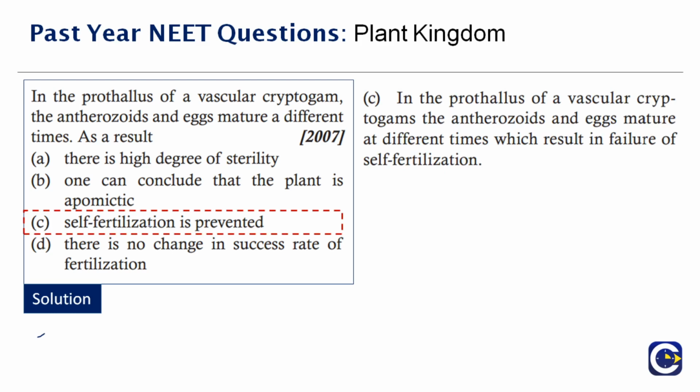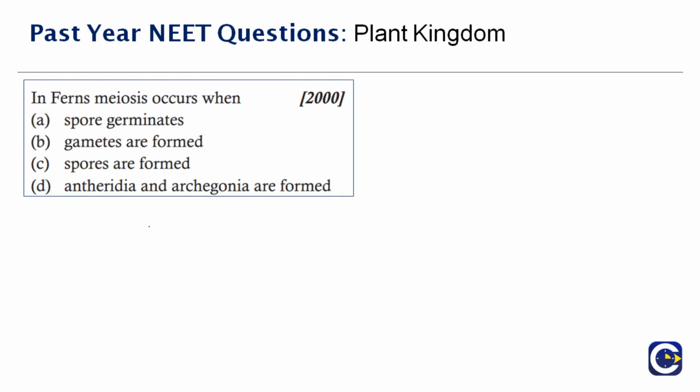Okay, let's move to the next question. Look at this question here: in ferns, meiosis occurs when dash. So they are asking us, in ferns, meiosis will occur when. You are again given four options: spore germinates, gametes are formed, spores are formed, antheridia and archegonia are formed. So what would be the answer for this?